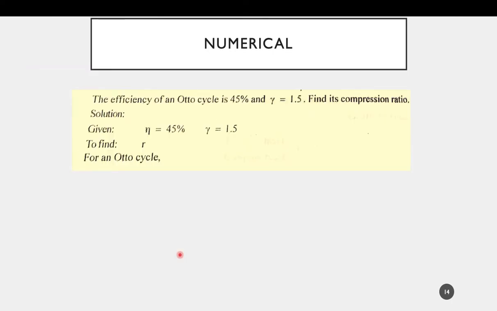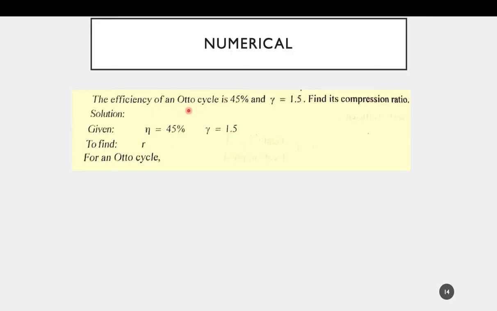Now next is a numerical on Otto cycle. Here the efficiency of an Otto cycle is given as 45%, and gamma, the index of adiabatic expansion, is given as 1.5. You need to find its compression ratio. So the given quantities are efficiency of Otto cycle, 45%, and gamma, given in the question as 1.5. You need to find out compression ratio R.